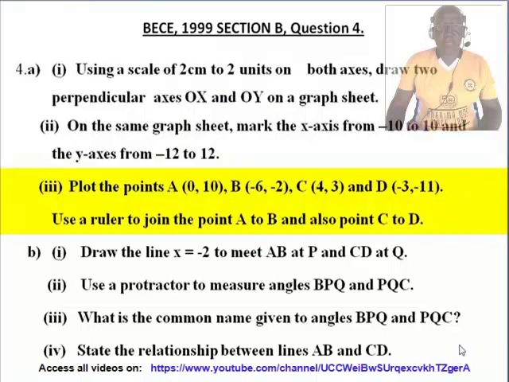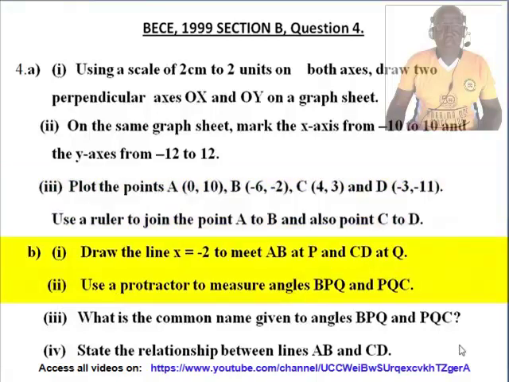4a. (iii) Plot the points A (0, 10), B (-6, -2), C (4, 3), and D (-3, -11). Use a ruler to join point A to B, and also point C to D. 4b. (i) Draw the line x = -2 to meet AB at P, and CD at Q. (ii) Use a protractor to measure angles BPQ and PQC.